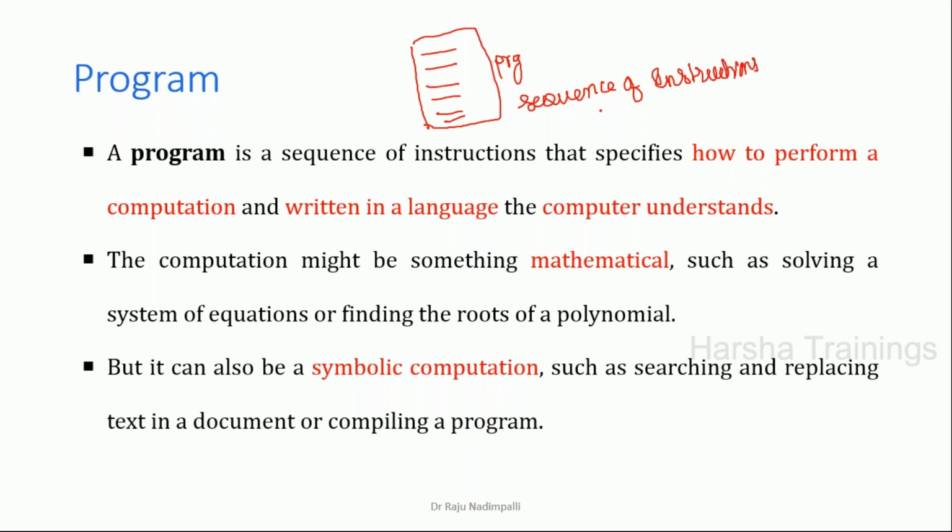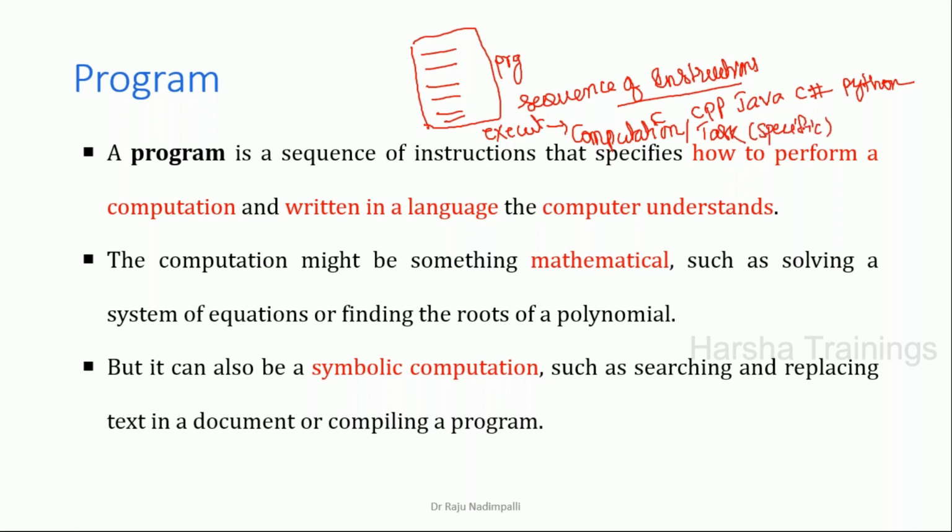Now, we write the sequence of instructions in any one of the programming languages like C, C++, Java, C Sharp, or maybe today's programming language is Python. Now, what for do we write this set of statements? When I execute them, they are going to provide some sort of output. That is called computation. It is going to implement a specific task, whatever task I want. That is called a program.